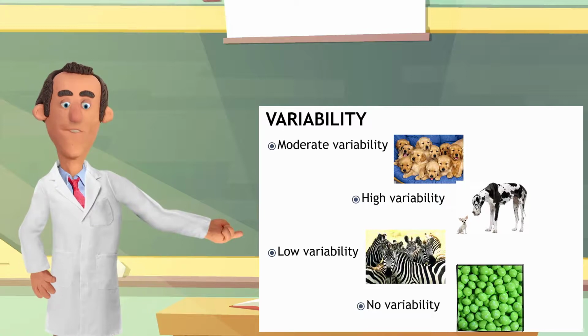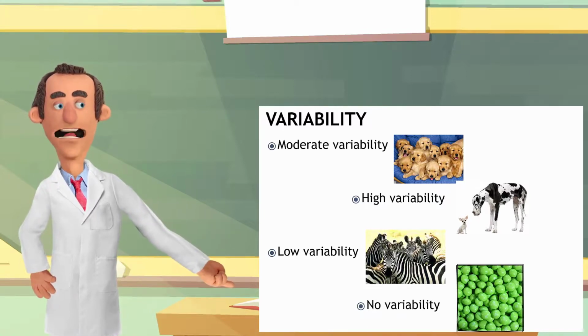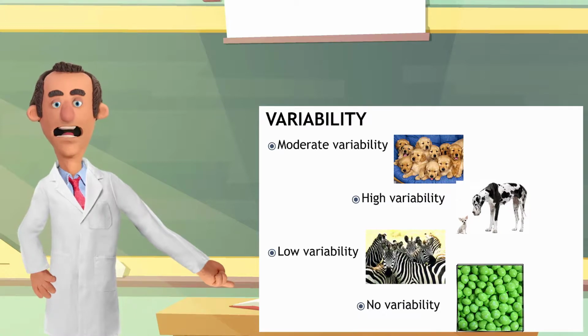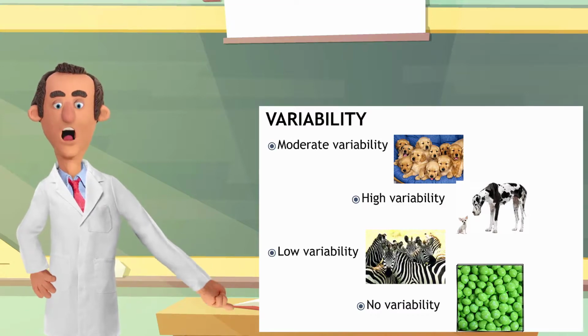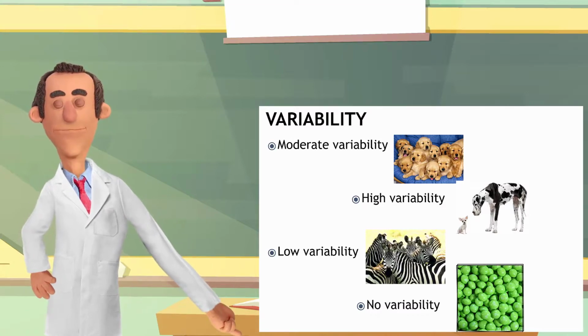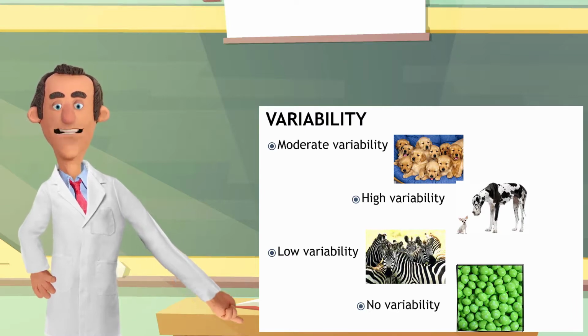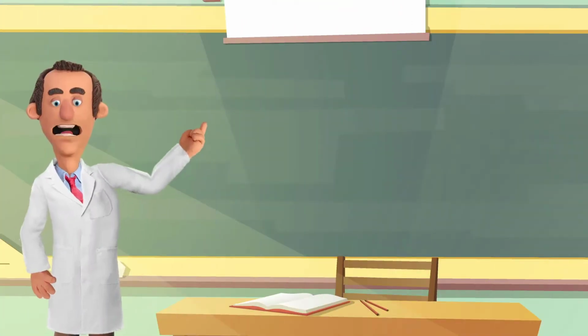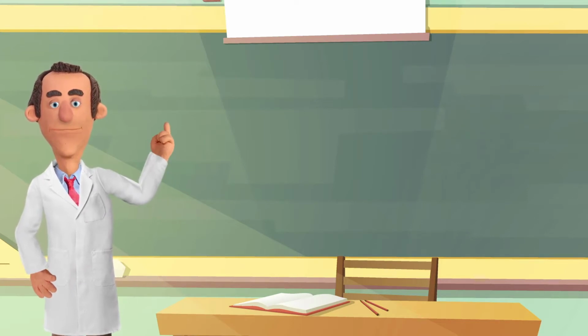So that's high variability. If you go right down here with the zebras, yeah, you can kind of tell zebras apart, but for the most part, they all look the same. That's low variability. And if you look all the way at the bottom, there is no variability amongst those green little items there.